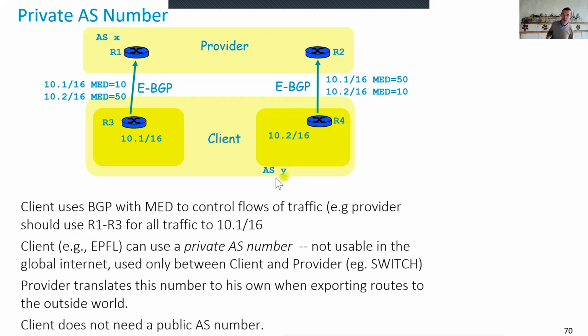So remember that EPFL does not have an AS number because EPFL is always seen by the rest of the world through SWITCH. For cases like this, we give to EPFL a private AS number. This private AS number will be translated by the provider, when it talks to the rest of the world, into its own number. So we can still have an AS number, but a private one, and the private number is not visible to the rest of the world. This is one use of the private AS number when we have multi-homed customers that want to benefit from the features of BGP while not loading the rest of the world with complicated BGP tables.